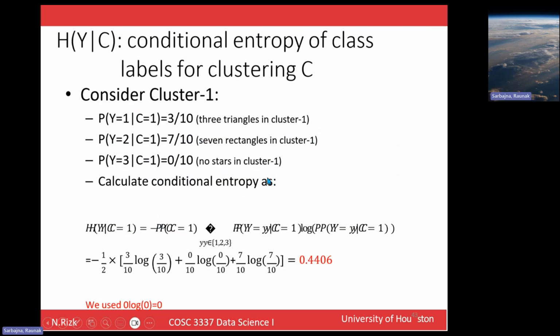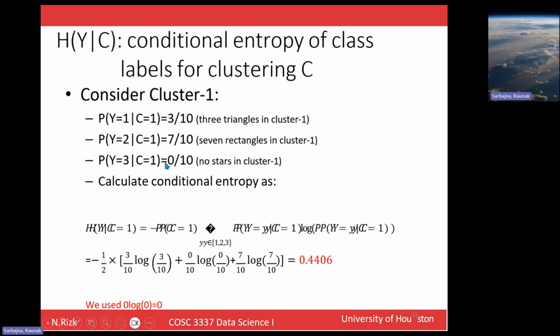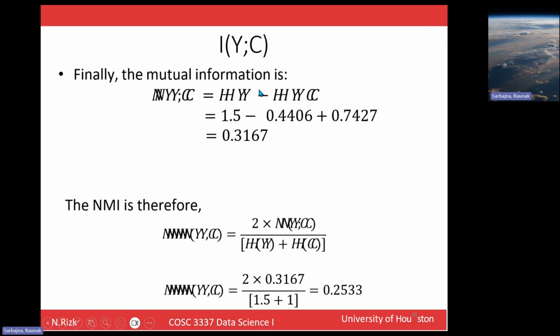So what we did is, in the first case, we had 3 red triangles and 7 blue squares. So it's 3 out of 10, 7 out of 10, and 0 out of 10. So the conditional entropy is 0.44. For the second case, it's 2, 3, 5. So the conditional entropy is 0.74.